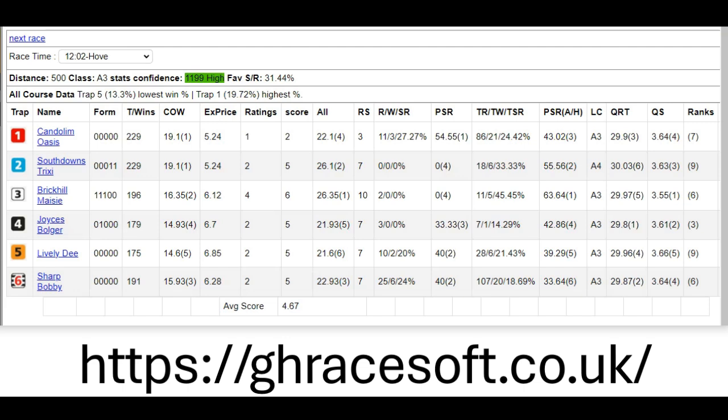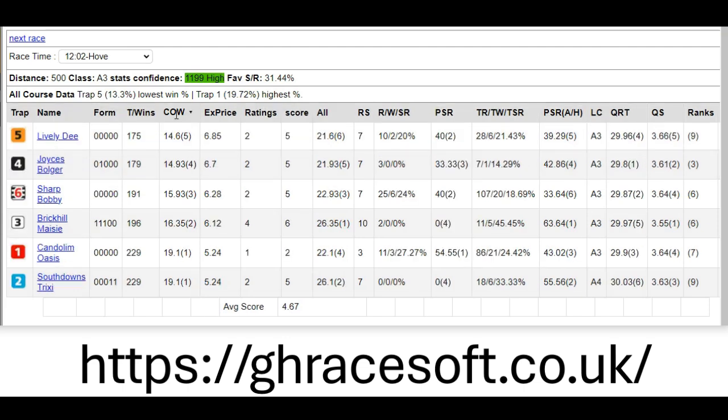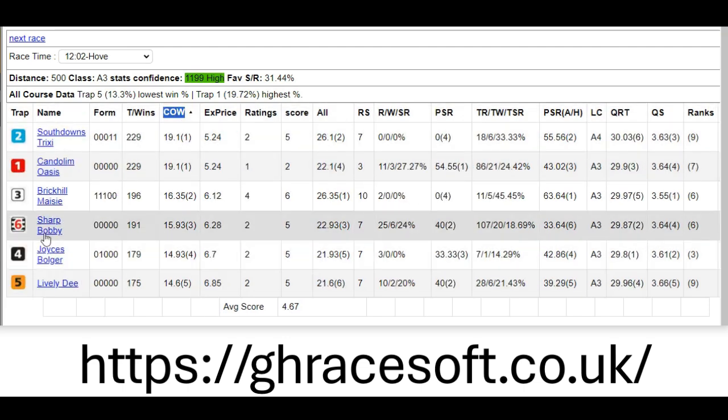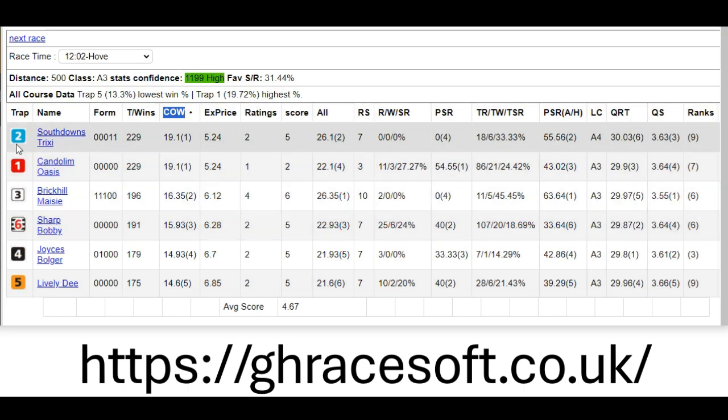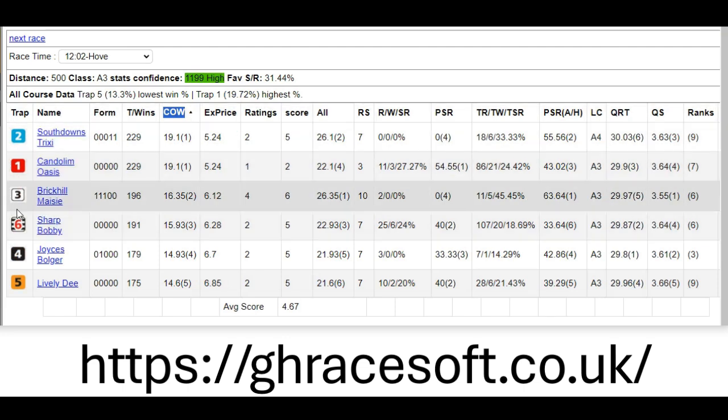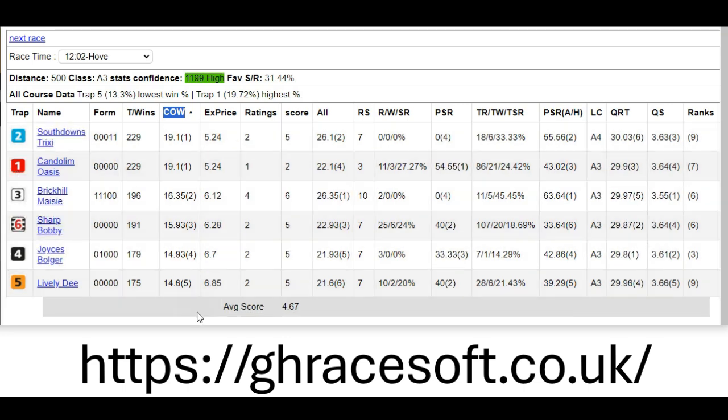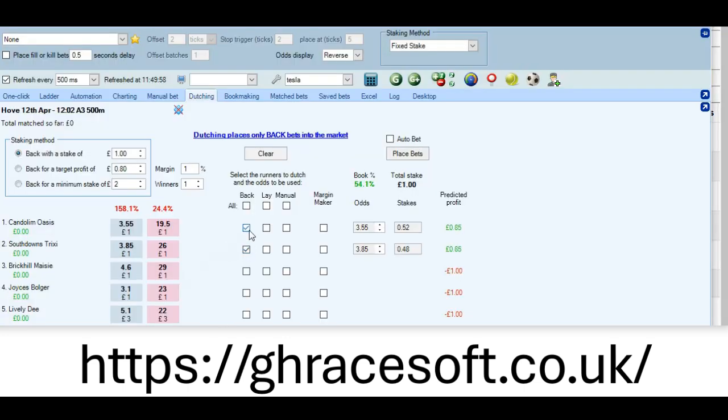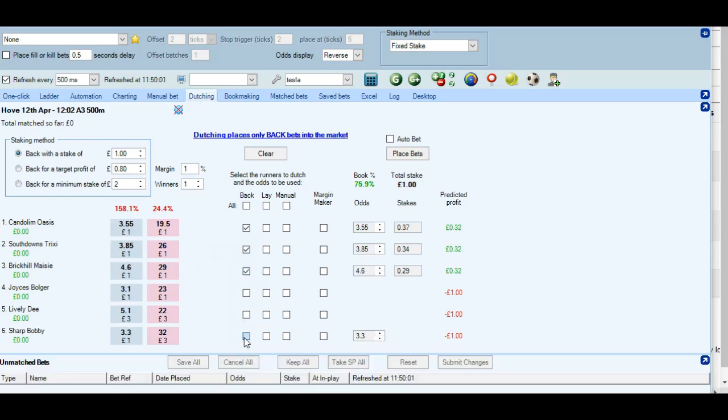So the classic way of doing Dutching within the Greyhound race cards is using the COW column. So if we sort this from highest to lowest, we would normally use these four runners, 2, 1, 3 and 6, and we would leave out 4 and 5. Now for Dutching I tend to use BetAngel, but there are other ways you can do it. Obviously you can do it manually, but it's easy to show in BetAngel as well. So if we go across to BetAngel, we're going 2, 1, 3 and 6.